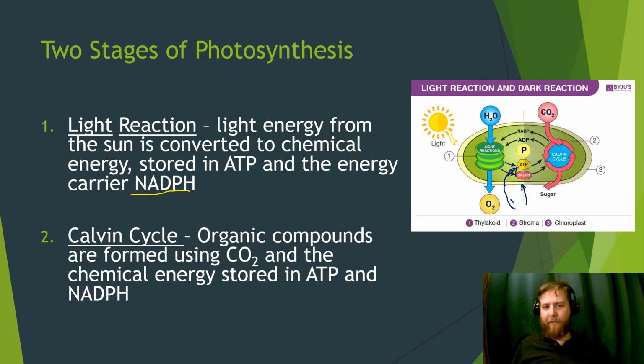The second stage of photosynthesis is the Calvin cycle, where organic compounds are formed using this carbon dioxide and the chemical energy that was stored in ATP and NADPH, this ATP and NADPH coming from the light reactions. We'll go that way, actually. Arrow will go around and down to the Calvin cycle.